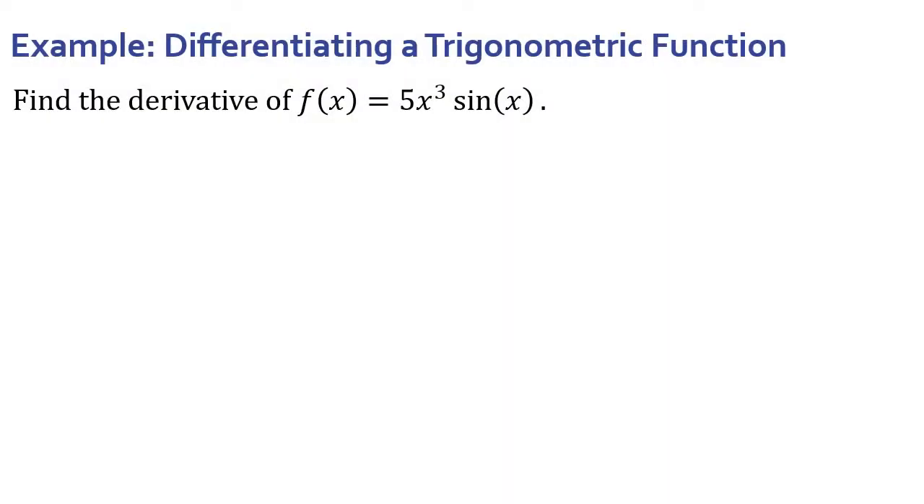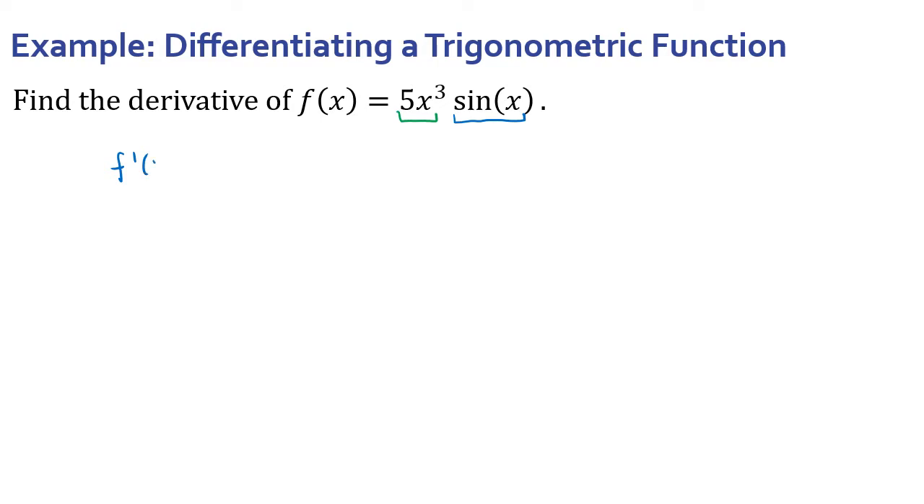Okay, so let's look at some examples where we're having to find a derivative of a function where we have a trig function in it. Find the derivative of f of x equals 5x cubed times the sine of x. So I'm going to treat this like two separate functions. So quantity of 5x cubed times sine of x. So in this case, to evaluate this, I would use the product rule.